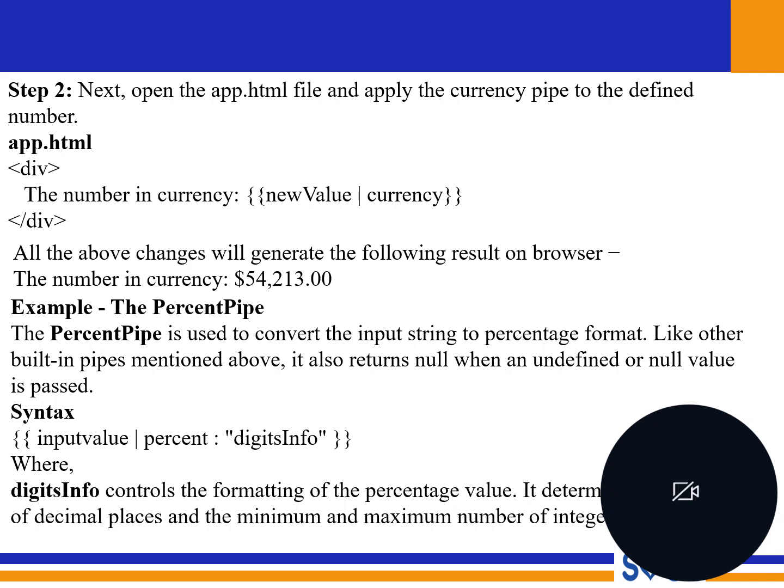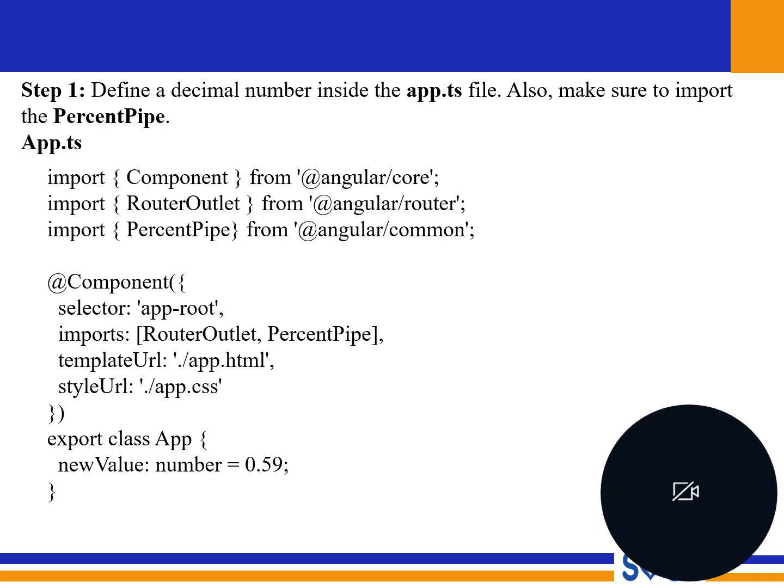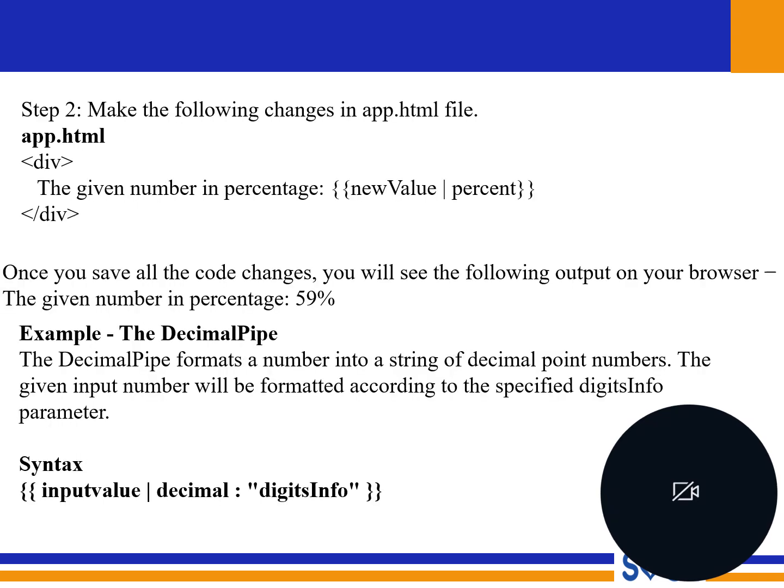Here the digit info controls the formatting of the percentage value. So it determines the number of decimal places and the minimum and maximum number of integer digits. The same procedure for all the pipes: we have to give the app.ts followed by app.html. So finally you get the output. The same code will be followed for all the built-in pipes. Next you have to give the app.html. Once all the code is changed, you have to run the browser using the ng serve command. The final output is 59%.